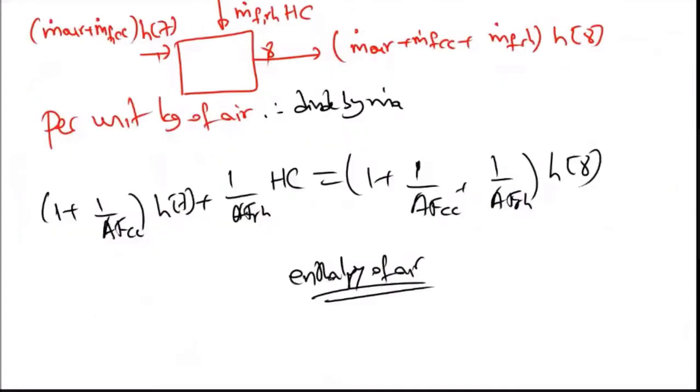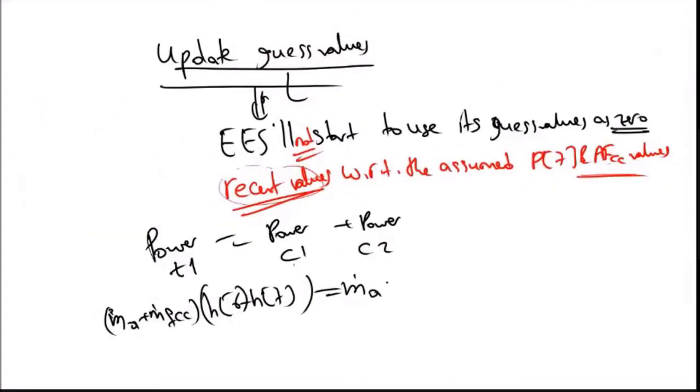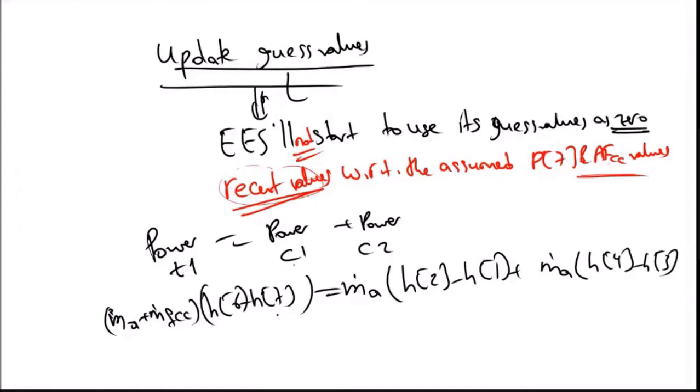This one will be equal to m dot of air times H2 minus H1 plus m dot of air times H4 minus H3. If I divide each term by the mass flow rate of the air, you can divide or you cannot divide, because we know these values. Let's do it as it is. Or you can divide by the mass flow rate of air and do it by unit mass analysis. It's not a problem.